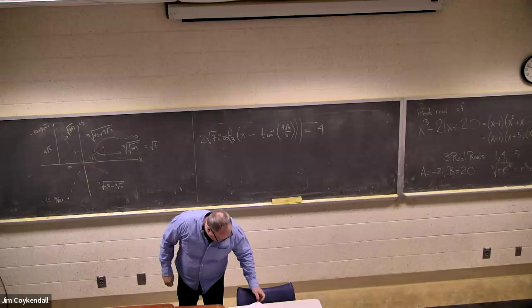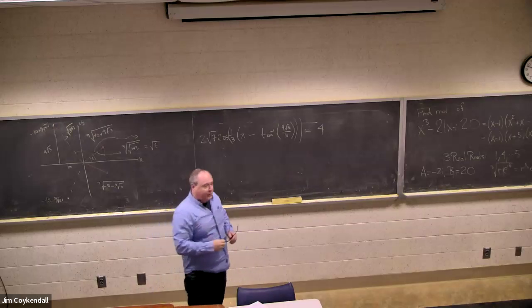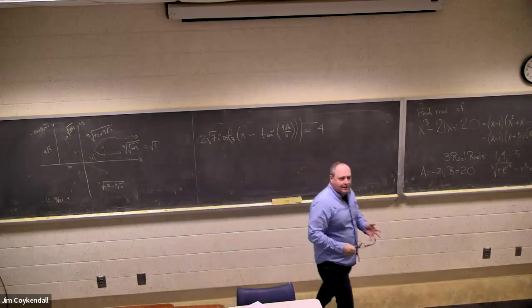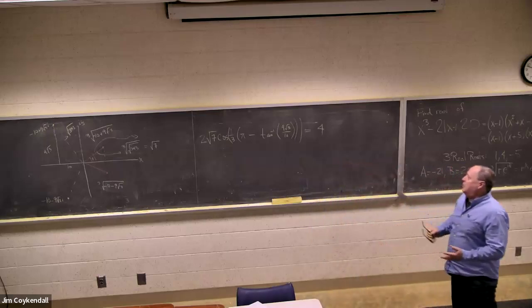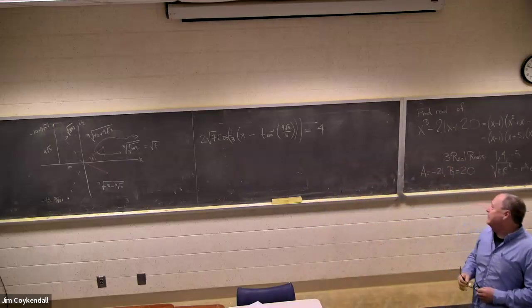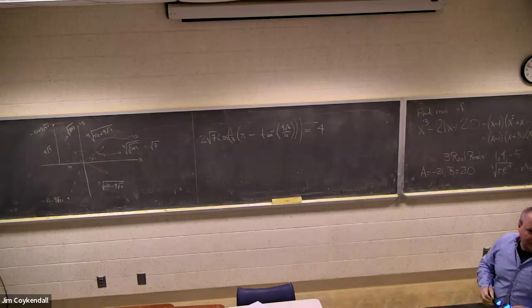So that is probably one of the weirdest pseudo trig identities you've ever seen. 2 radical 7 times the cosine of 1/3 quantity pi minus inverse tangent of 9 radical 3 over 10 is 4. Check it. It's true.